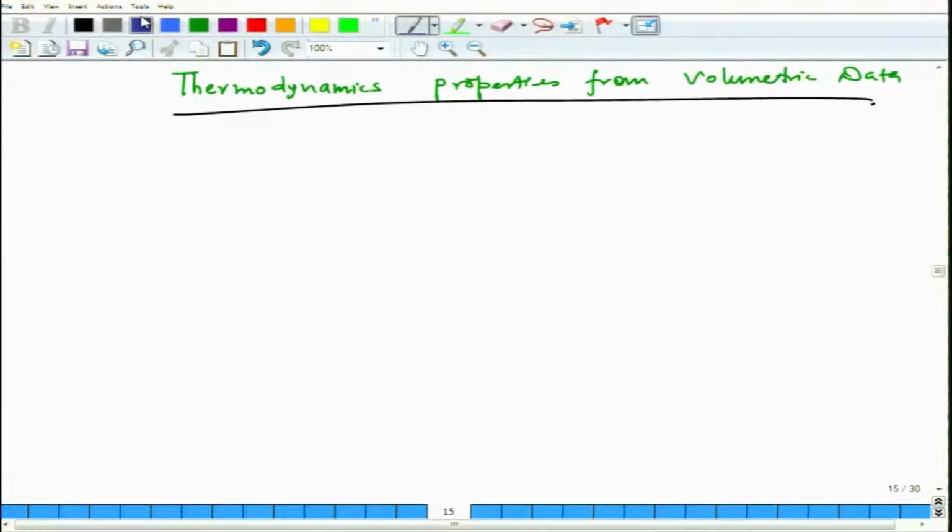Welcome back. In the last few lectures, we were discussing thermodynamic properties from volumetric data. We will continue this discussion, and in particular in this lecture, we will look at the fugacity of pure liquids and solids.